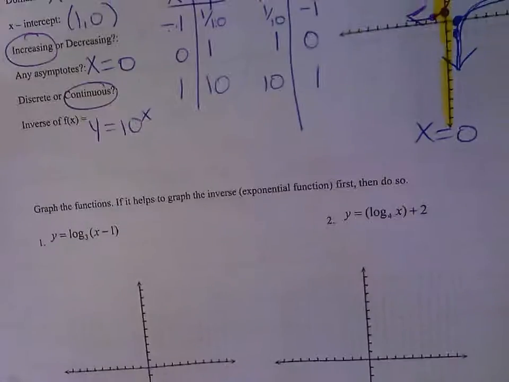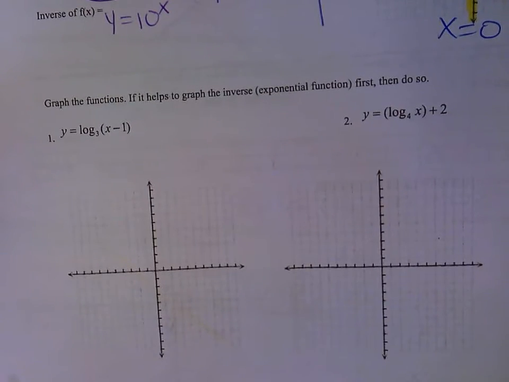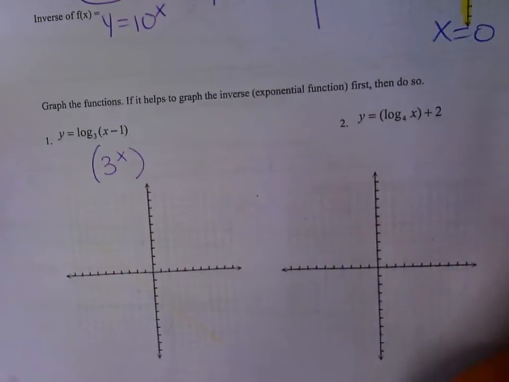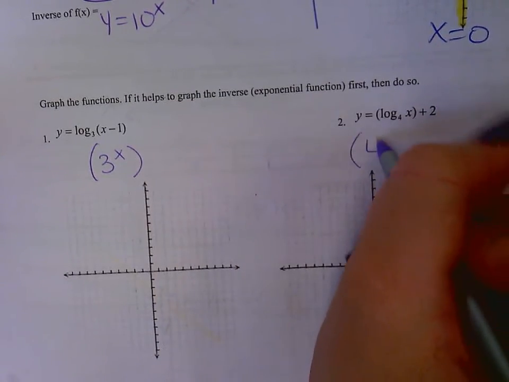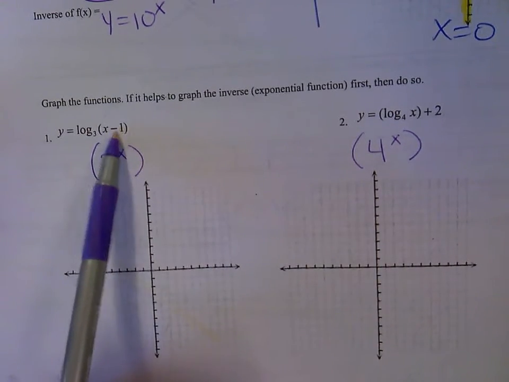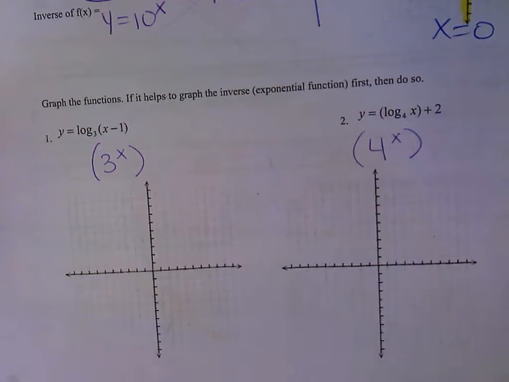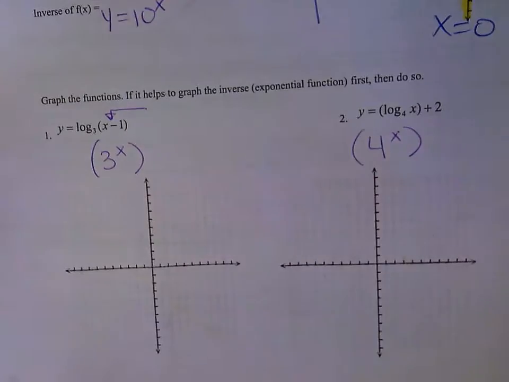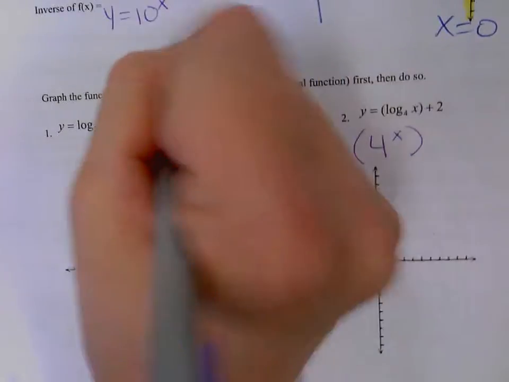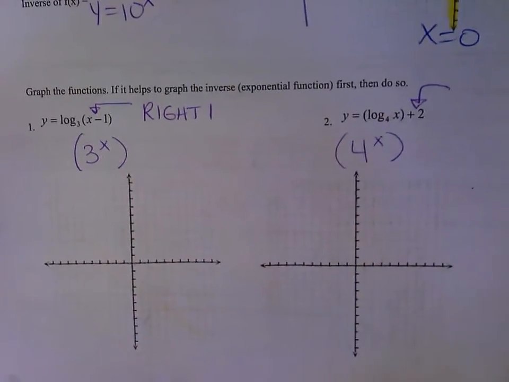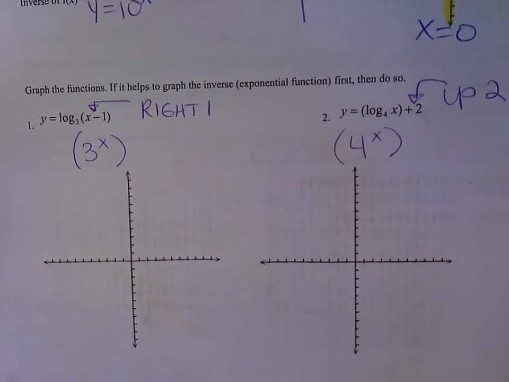All right, so here are two log functions. The base keeps changing. So this has a base of 3. So I'm going to think in my head about 3 to the x. This one has a base of 4. So I'm going to think in my head about 4 to the x. What does this minus 1 do? And what does this plus 2 do? So does it go left, right, up, or down? X minus 1 would go right. What does this plus 2 do? Up 2. So it keeps reviewing your transformation rules.